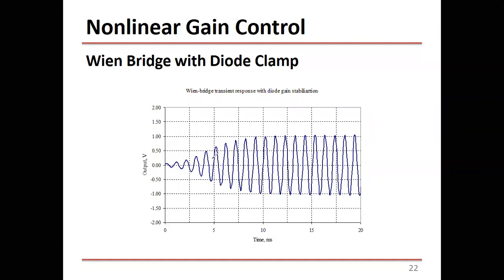So it will grow. So here we are placing the two poles on the right-hand side of the S plane, with the real part slightly above 0. So they will grow until they will be clipped by the two diodes.